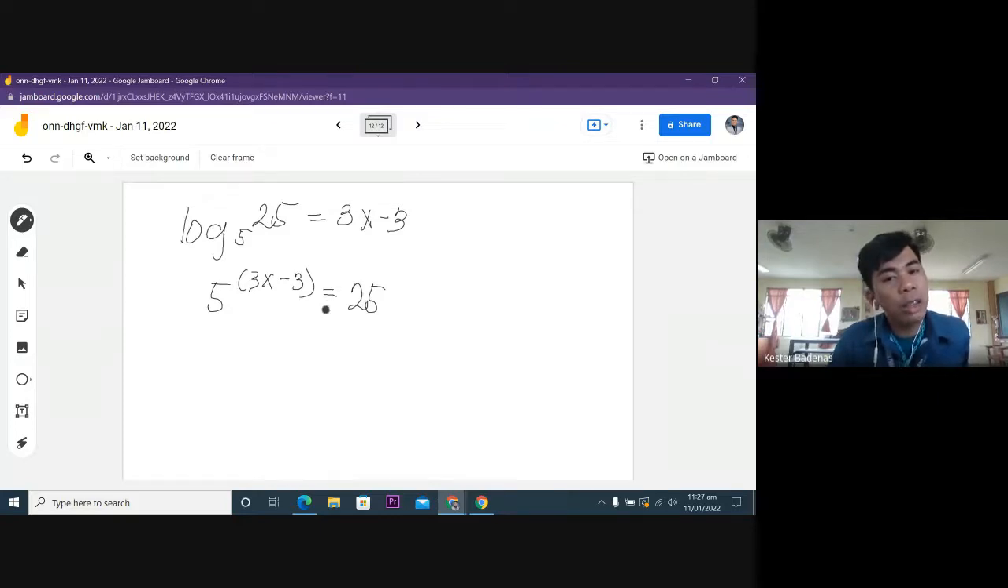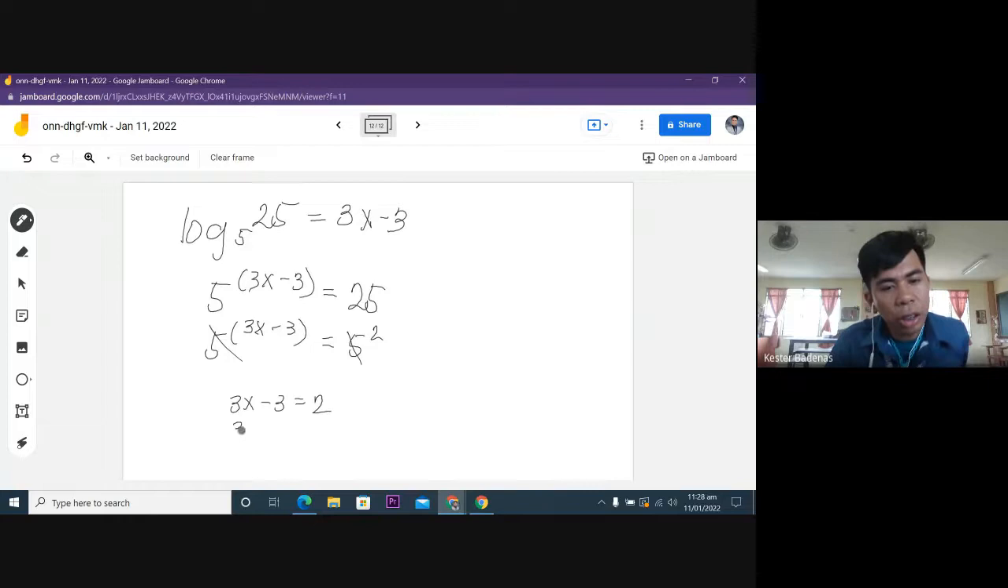Yung 25 dito, class, based dun sa video na binigay ko sa inyo, kailangan pareho ng base para ma-cancel. So, yung 25 na to, ano nga ba yung common base nila? Di ba 5? Si 25 can be written as what? 5 squared. Tama? 5 times 5 is 25. So, 5 squared is equal to 3x minus 3. Cancel agad. So, magiging 3x minus 3 equals 2.